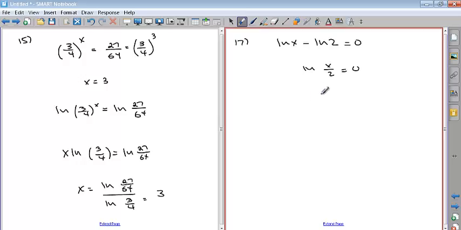One way: the natural log of 1 is 0, so I could write both sides as natural logs, and then you could set the arguments equal to each other. So you'd have x over 2 is 1, or x is equal to 2. Or you could just think, well, to get 0, the arguments of the logarithms have to be the same. So x has to be 2, since the natural log of 2 minus the natural log of 2 is 0. That also does it.